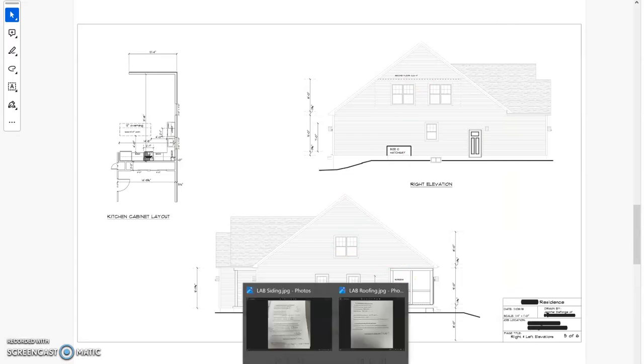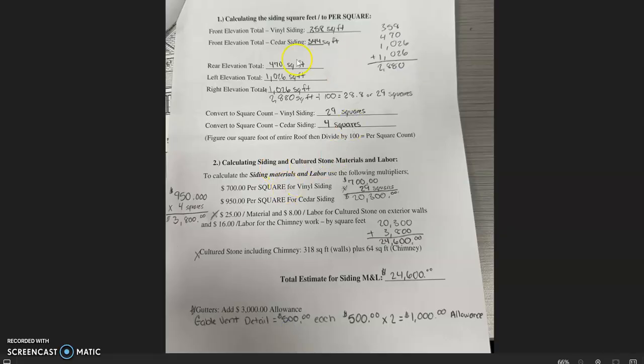All right, for the siding, same thing. What we did was we went through the vinyl siding and the cedar siding, because the cedar vinyl siding is $950 per square, and the regular horizontal vinyl siding is $700 per square. So we had to make sure that we separated those so we could get a proper quote, because again, it is a little bit different. So we came up with 358 square feet for the vinyl siding on the front. We came up with 344 square feet for the cedar siding.